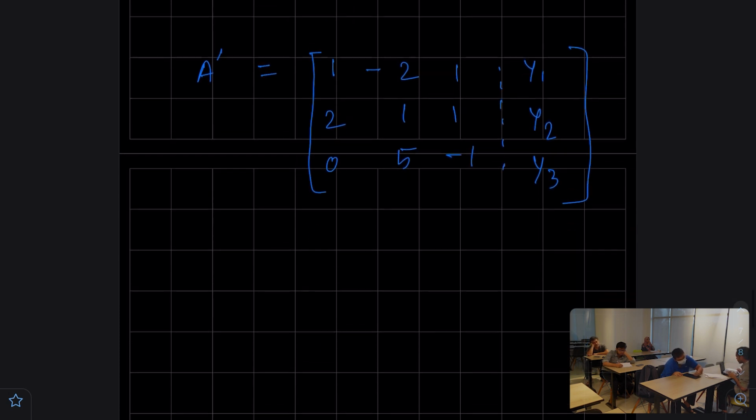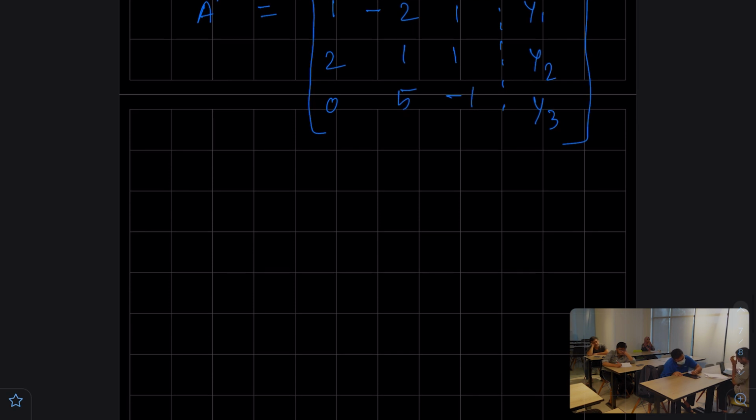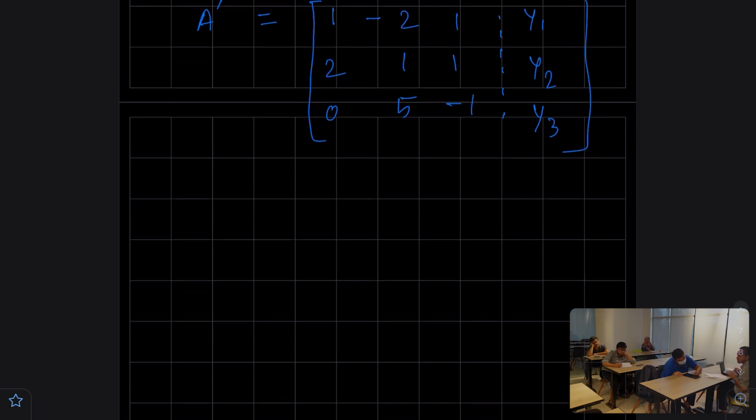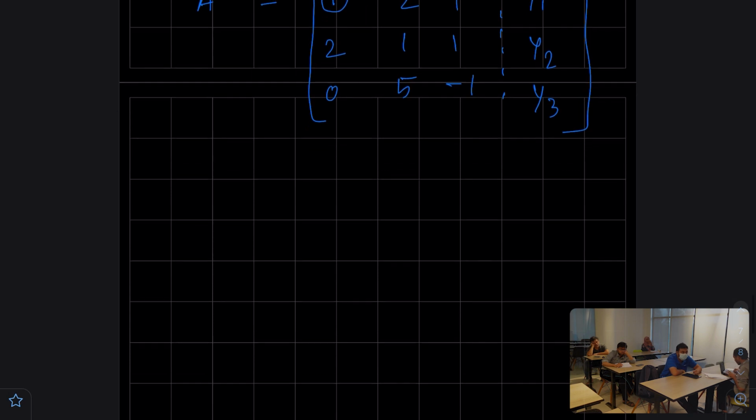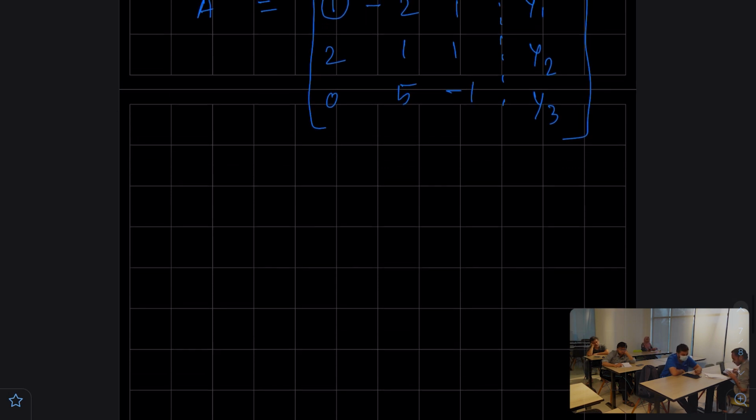Okay, so I can apply the EROs in this augmented matrix A prime, right? The first row is already fine, since the first non-zero element of A prime is 1, so I don't have to do anything with this row. But for the second row and third row, I can perform EROs like minus 2 R1 plus R2 equals R2 prime, and there is also a 0 in the bottom, so I don't have to do anything for that as well.